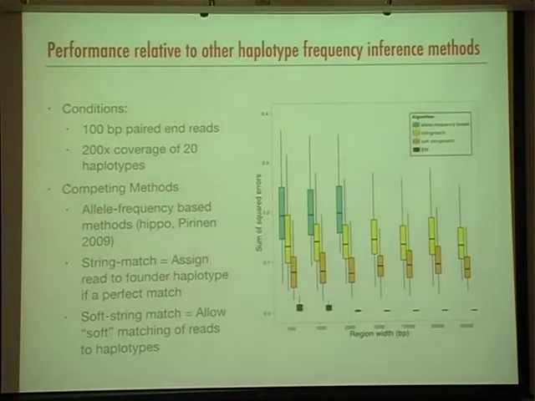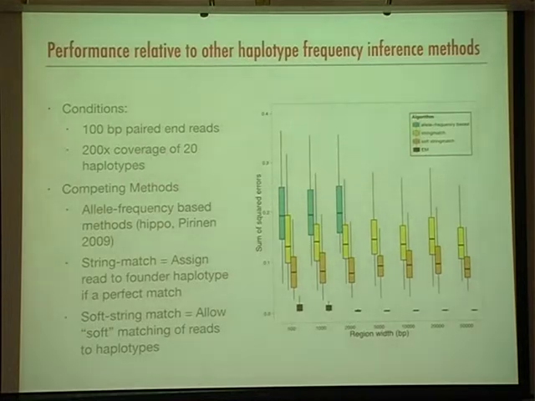So we've done some simulations using 100 base pair paired end reads, 200x coverage of 20 founder haplotypes, and then looking at some competing methods. There are methods where you first estimate allele frequencies and then use the allele frequencies to estimate the haplotype frequencies. One of the best of these is a method called HIPPO from Purinan et al. in 2009. And then we also try two non-allele frequency-based methods, one that we call string match and the other which we call soft string match.